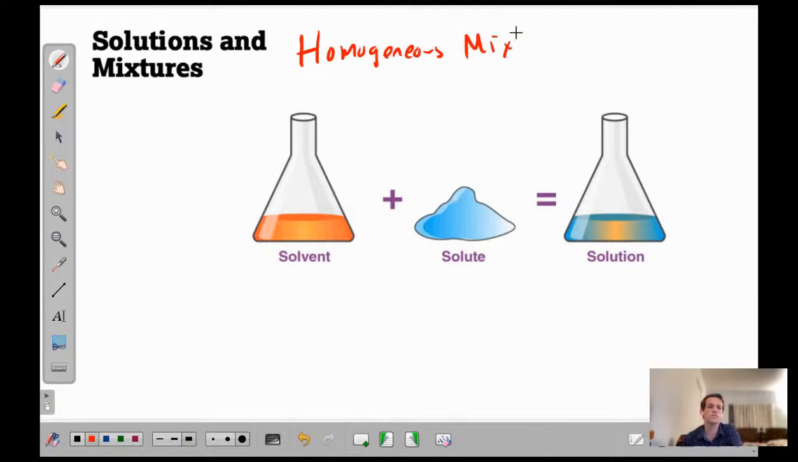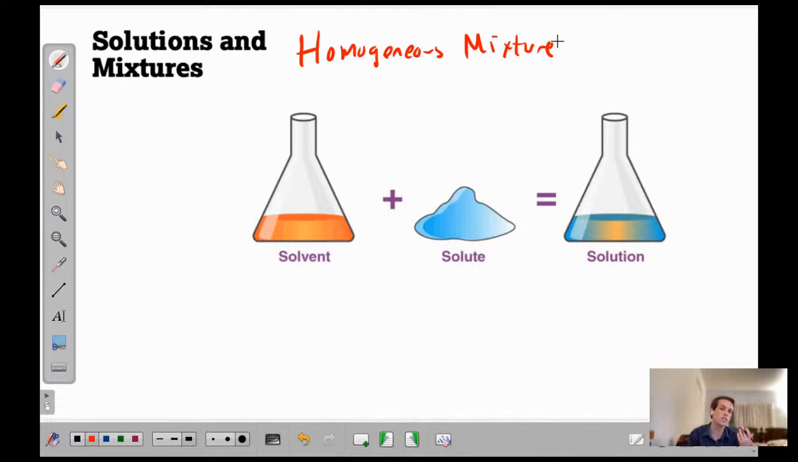Don't get me on the spelling. It basically means that it's evenly distributed all throughout the solution, the solute that's being dissolved. So it's not like there's a clump of it. Like if you put sand in water, that's not a solution. That's a heterogeneous mixture. All the sand's going to sit at the bottom. But a homogeneous mixture is going to be that it's evenly distributed all the way throughout.